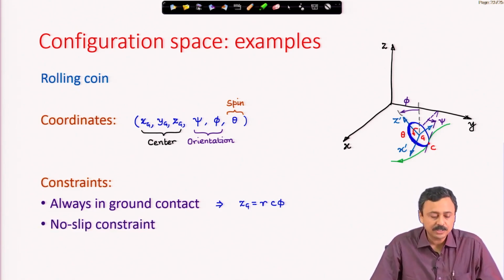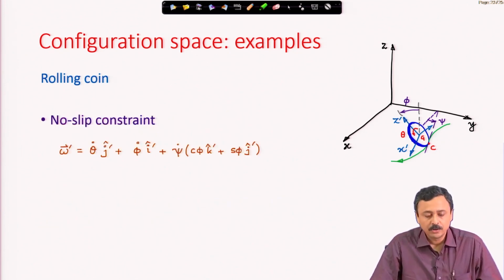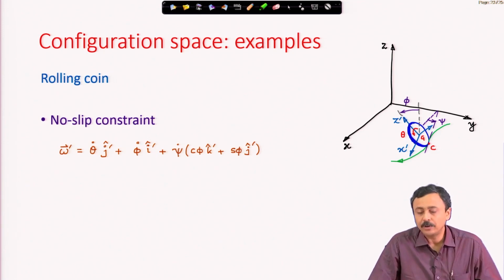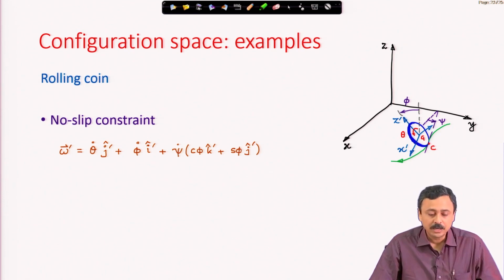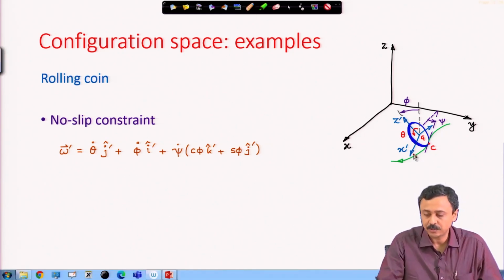Then comes a very important constraint, the no slip constraint. This we have to work on. No slip: at the contact point C there is no slip, there is no relative velocity of the coin particle and the corresponding contacting ground particle. The relative velocity must be 0. Now, to look at that no slip condition, we must start by looking at the angular velocity of the coin. Angular velocity omega in the primed frame x prime, y prime, z prime. How do we represent that? We have been doing this for quite some time now.